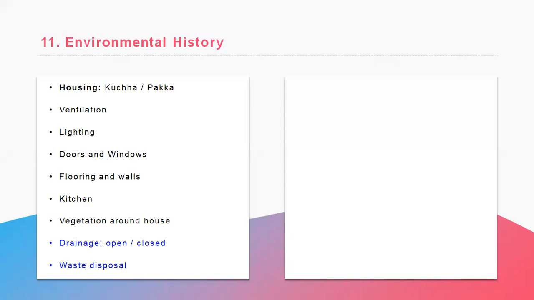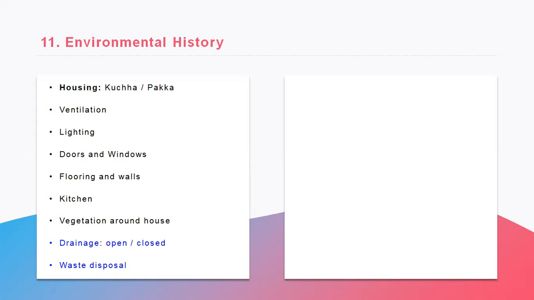Then you need to inquire about the kitchen, what is the source of the fuel, whether they are using LPG or whether they are using the wood chula. So all this you need to inquire from the family. Then about the storage of the food items in the kitchen for the perishable and non-perishable food items.